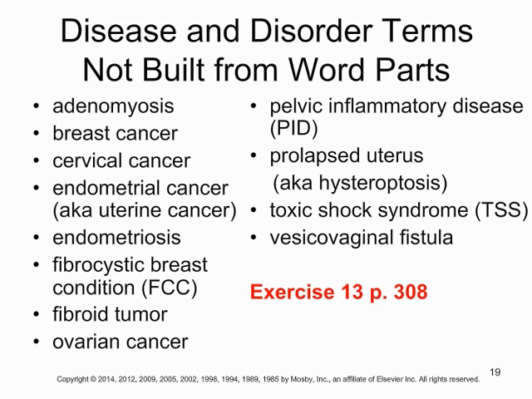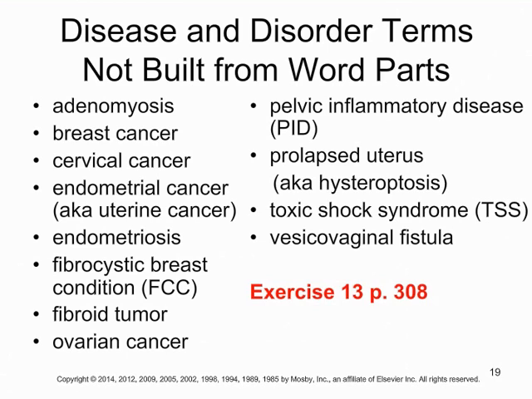We're now to the diseases and disorders that are not built from word parts, and many of them on the list here are cancers. So a cancer occurring in the different areas of the female reproductive system. There's breast cancer, there is cervical cancer, there is endometrial cancer, which is also called uterine cancer. There is ovarian cancer. So it's just a malignant tumor or growths in the various anatomical regions.